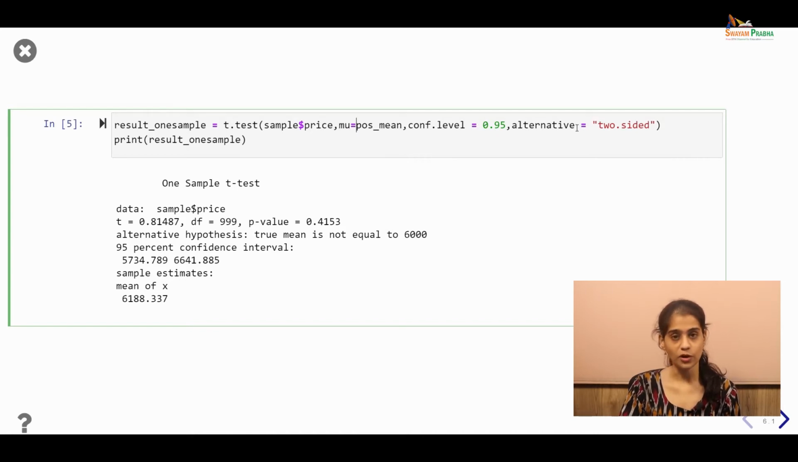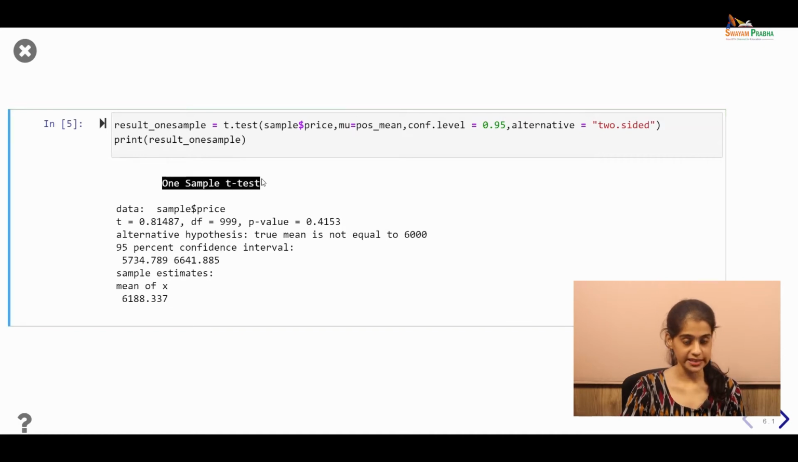Now we are checking for whether the mean is equal to 6000 or not equal to 6000. So that makes it a two-sided test, and hence alternative takes the value two-sided. Once you run this, I have the result saved under result_one_sample. Upon printing it, you'll see a very well described output. It tells you first the name of the test, which is one sample t test. That is what we are conducting.